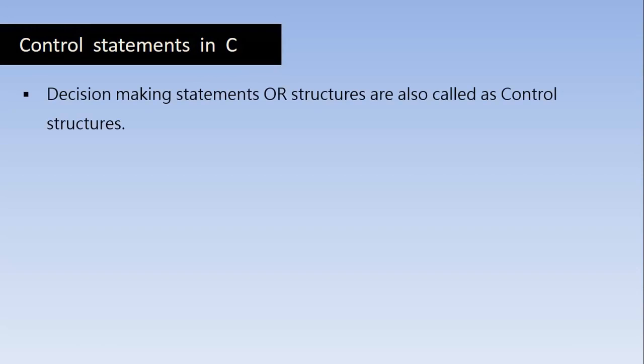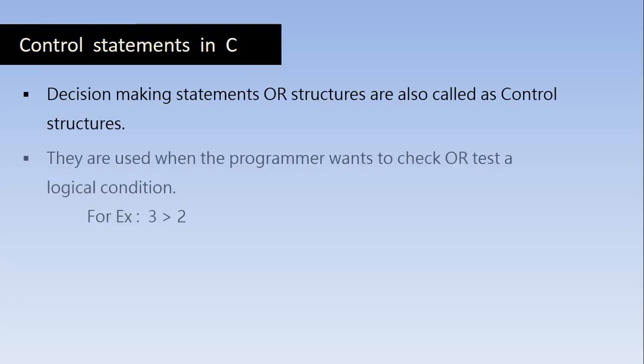Decision making statements or structures are also called control structures, right? So control statements, control structures, decision making statements, all are the same. They are used when the programmer wants to check or test a logical condition, like whether 3 is greater than 2 or not, or whether some variable has the same value as another or not.